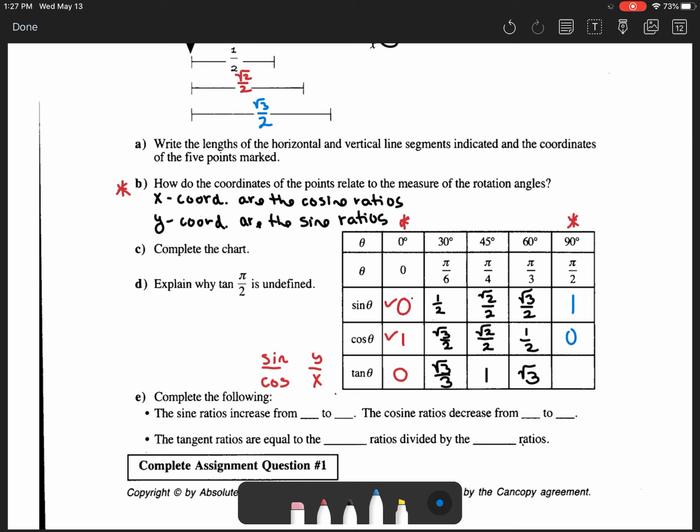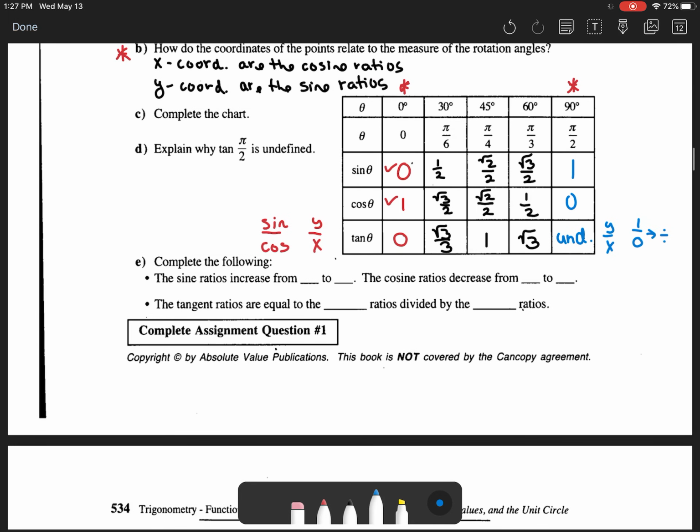Now, tangent of 90 degrees is actually going to be undefined. Why? Well, because it's y over x, which is sine over cosine. So the y, which is sine, is 1 over 0. And remember, in math, we cannot divide by 0. So the tangent of 90 degrees is undefined, okay?